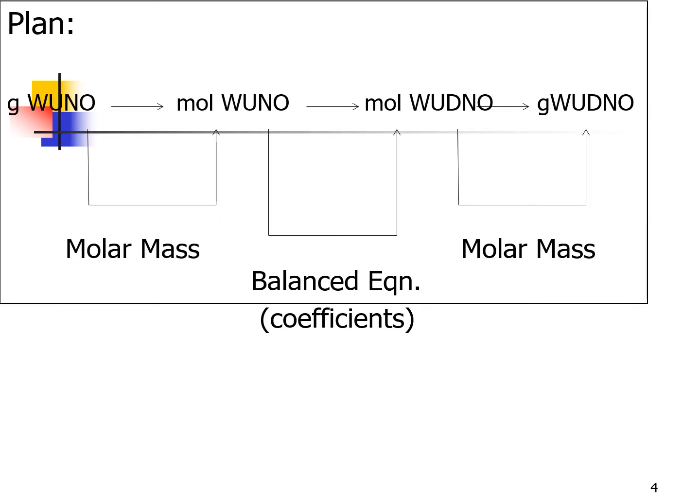This slide shows the same overview as the previous one. It has you starting with a plan. So if you're given grams of what you know, what's given, you can go to moles of what you know using molar mass. And once you have moles of what you know, you can go to moles of what you don't know using the coefficients in your balanced equation. And from moles of what you don't know, what you're trying to find, you can go to grams of what you don't know using the molar mass.